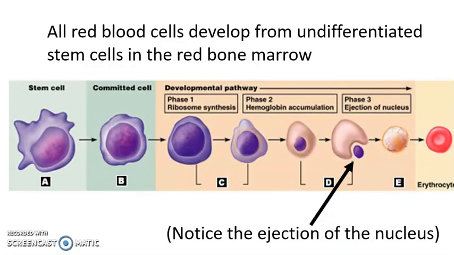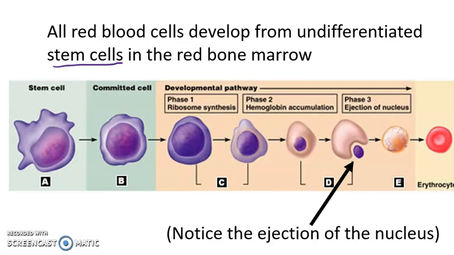So all red blood cells, which obviously make up the majority of the volume of cells in your body, develop from undifferentiated stem cells in the red bone marrow. Now, if you don't know what a stem cell is, it's pretty much just a human cell. It's almost like an embryonic form. It's not a fat cell, it's not a nerve cell or skin or blood or muscle or any of that stuff. It's just a human cell that has the potential to turn into any one of those that I just mentioned.